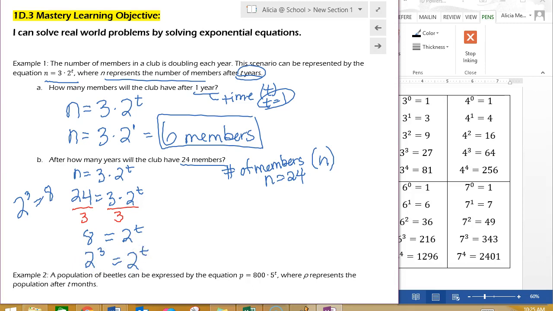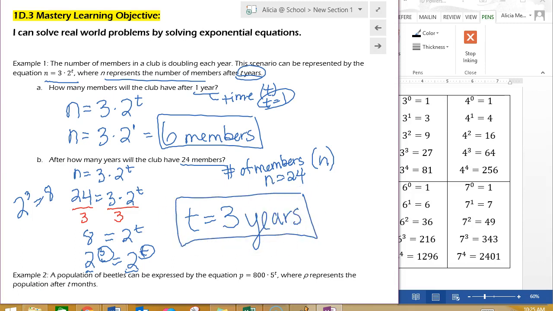And now I look back at those steps in video 1D.2. When my bases are the same, I have base of 2, base of 2, all I have to do then is set my exponents equal to each other. Therefore, t equals 3. I found my answer. It's going to take 3 years. T was time. 3 years to have 24 members.